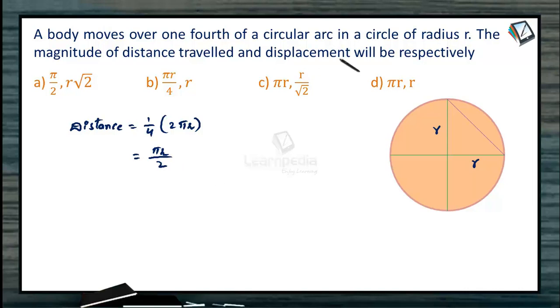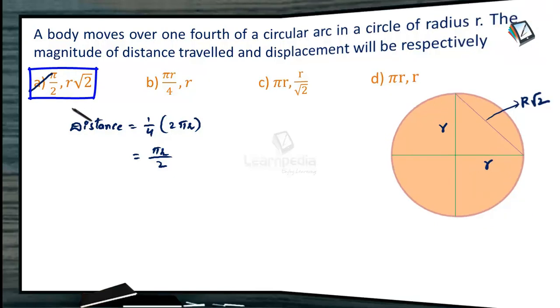And then displacement. Displacement will be clearly, you can see this is the displacement. So displacement is what? R under root 2. So here actually the R should come. So first option will be the correct option.